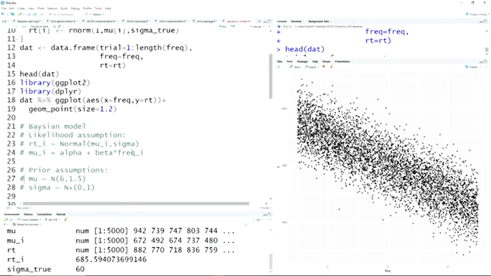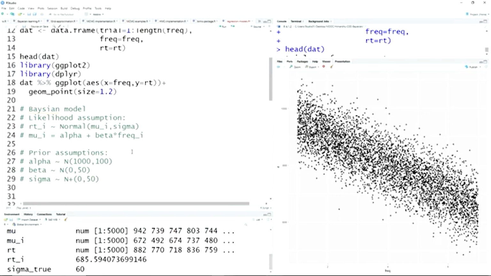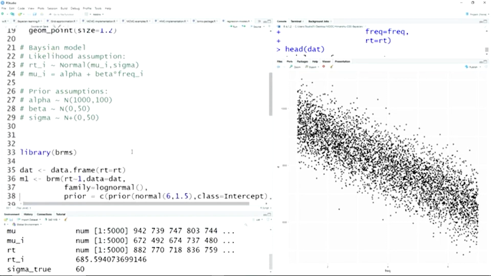Okay. Now, for prior assumptions, you have alpha parameter. So on alpha, let's say you have prior normal 1000, 100. On beta, let's say you have prior normal 0, 50. On sigma, let's say you have prior normal 0, 50. Okay, so these are our prior assumptions. Now let us fit this model using brms package.